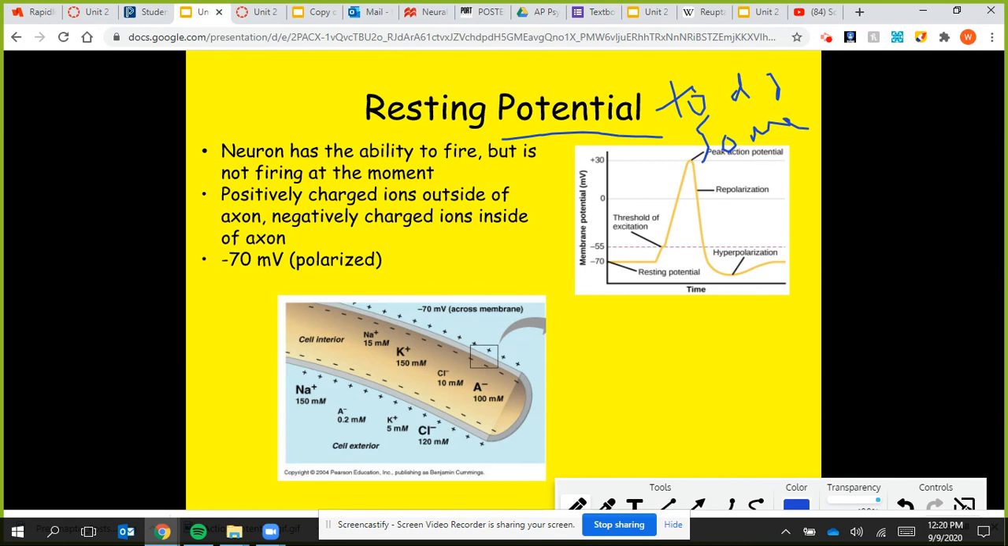What that means in terms of science and biology is that when a neuron has resting potential, when it's not doing anything, it is negatively charged, meaning the inside of the axon has a negative charge.